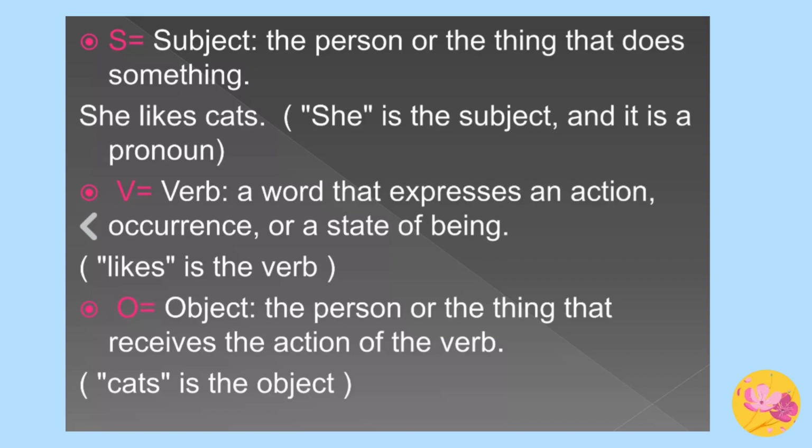So, just going through the meaning of each. The subject is the person or the thing that does something. She likes cats. So, she is the subject and it is a pronoun. Now, verb, V for verb: a word that expresses an action or occurrence or a state of being. Likes is the verb in that sentence. And object, O, the person or the thing that receives the action of the verb. So, cats is the object in that sentence.